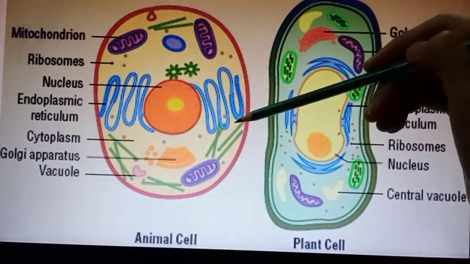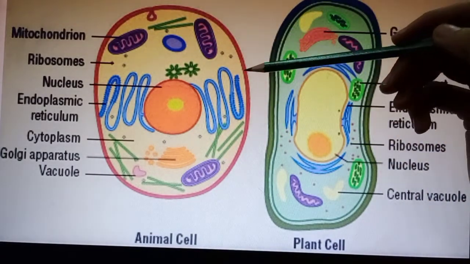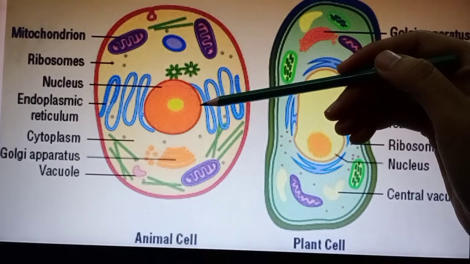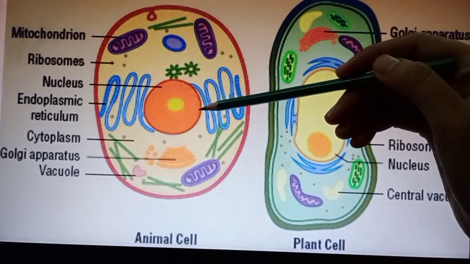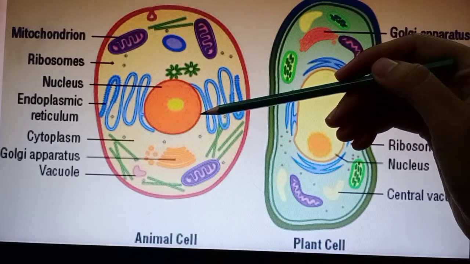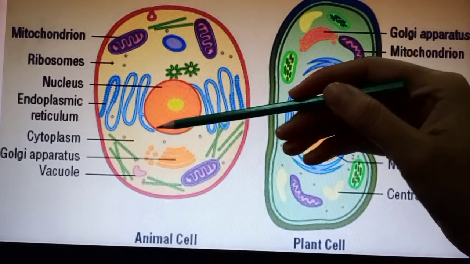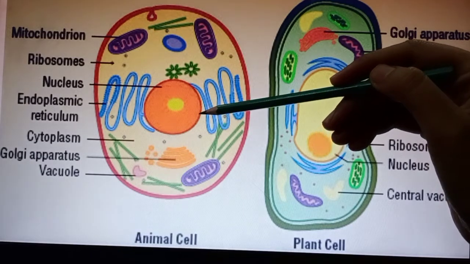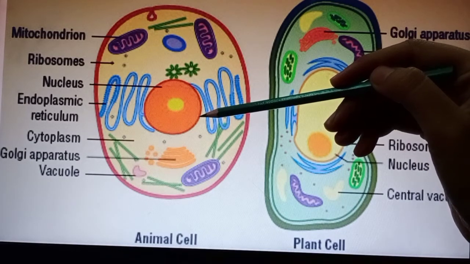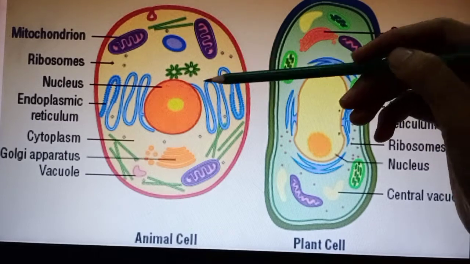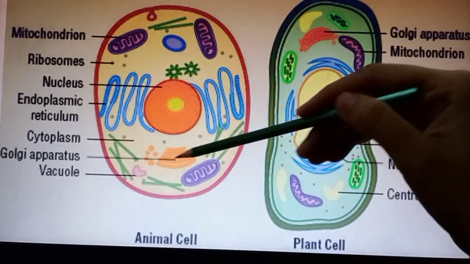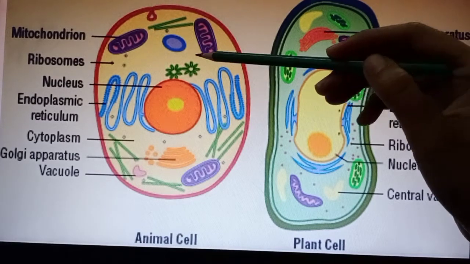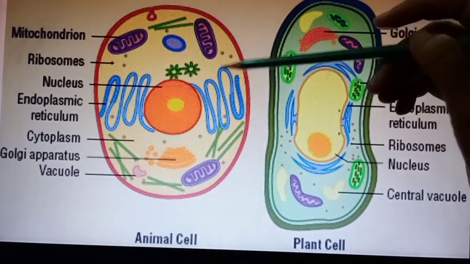This is an animal cell and this is a plant cell. The outermost membrane of the animal cell is the plasma membrane and the outermost membrane of the nucleus is nuclear envelope. It is called nuclear envelope because it is a double membrane bounded organelle. Nucleus has two outer membranes and those two membranes are collectively called as nuclear envelope. So everything which is present between plasma membrane and the nuclear envelope is called cytoplasm.